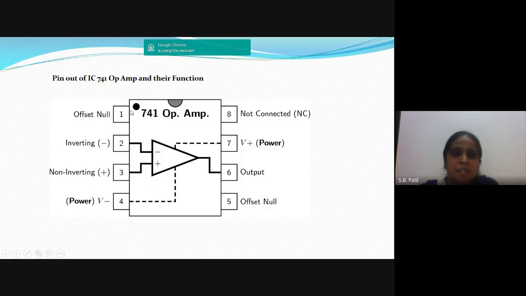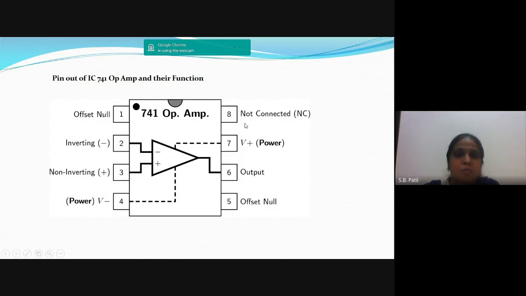In the IC741 operational amplifier, pin number 1 is an offset null. Pin number 2 is the inverting input. Pin number 3 indicates the non-inverting input. Pin number 4 is given to the supply voltage, that means the minus supply voltage, minus VCC. Pin number 5 is also an offset null, and pin number 6 is the output, taken at pin number 6 of the operational amplifier. Pin number 7 is plus VCC, which is given to the plus VCC of the power supply, and pin number 8 is not connected.